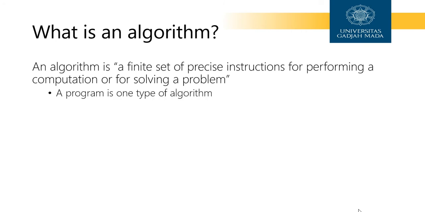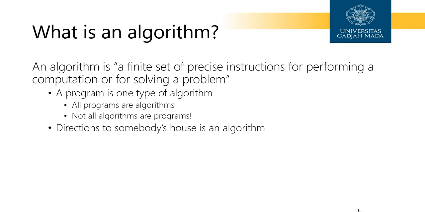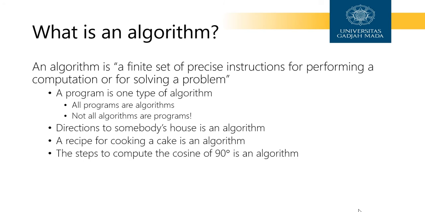A program itself is one type of algorithm. All programs are algorithms, but not all algorithms are programs. For example, the direction to somebody's house is also considered an algorithm. A recipe for cooking a cake is also an algorithm. Or the steps to compute the cosine of 90 degrees is also considered an algorithm.